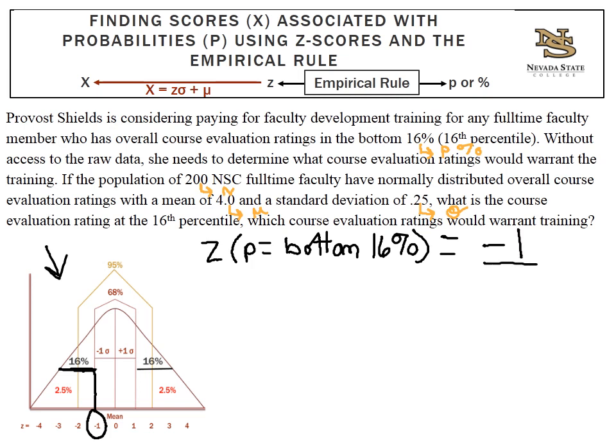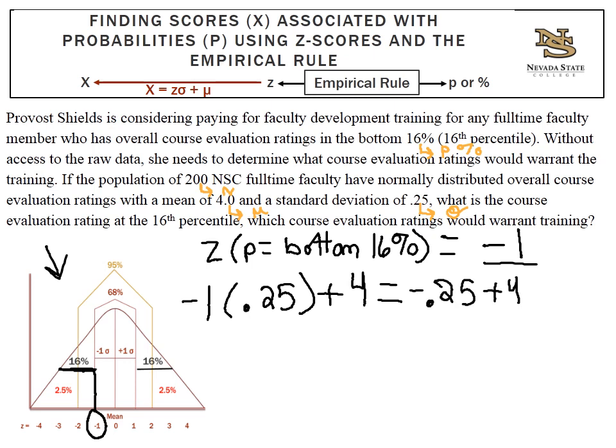That's our z-score. So now when we use that x formula and we're plugging in all our values, we're going to have -1 for z times our standard deviation of 0.25 plus our mean of 4. So this becomes -0.25 plus 4, which equals 3.75. So any full-time faculty member who has overall course evaluation ratings at or below 3.75 would be given paid faculty development training.